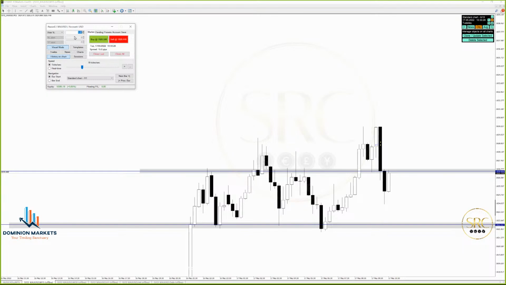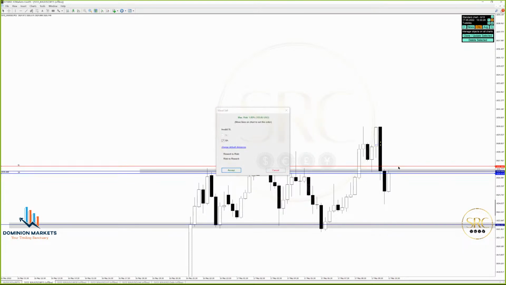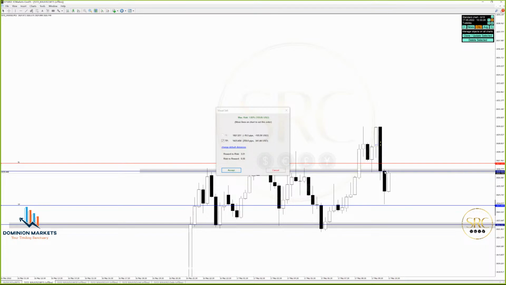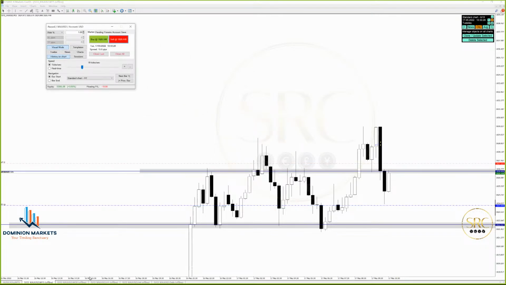So I'm going to go with 1% risk again. I'm going to take a sell position. The stops have to be above this candle, a few pips above this 15-minute candle. Now, let me just do this. Okay, now listen to this.